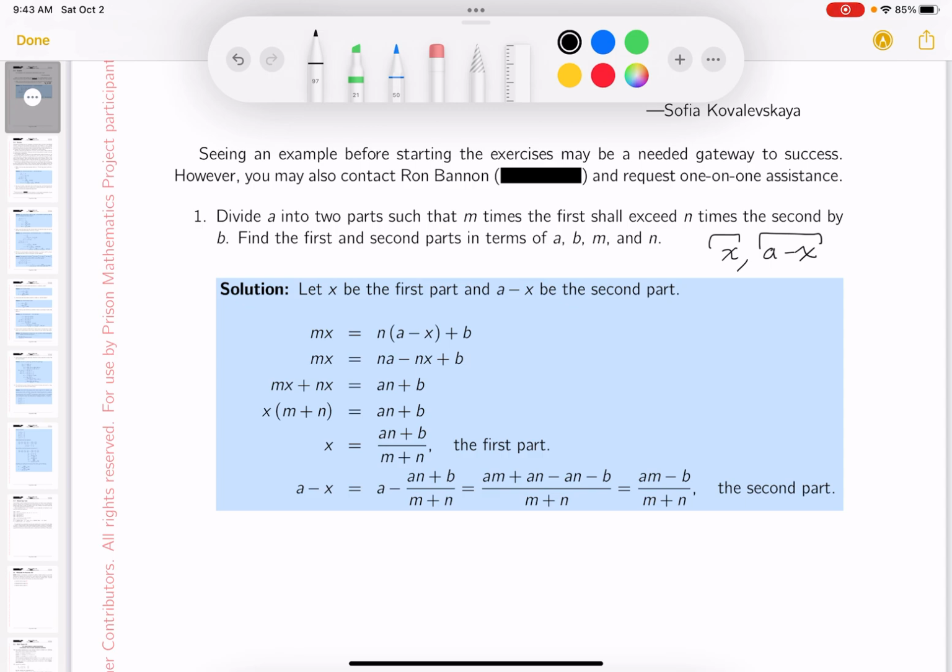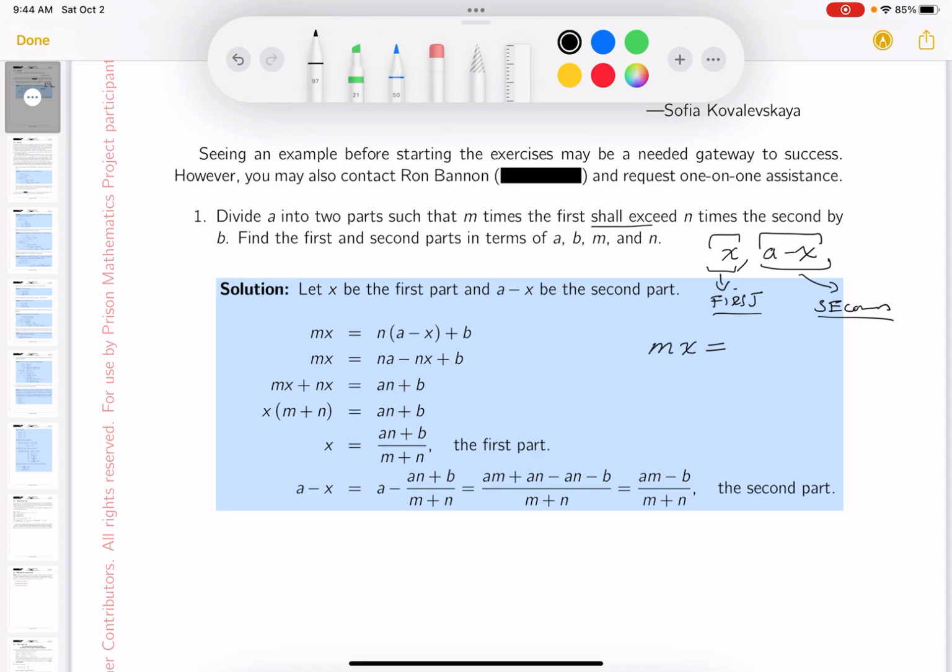Now here's what they say. They say such that M times the first. Well, I'm going to call this the first now. Now, I've got to be honest with you, if someone calls this the first, this is probably, without me reading further, going to be called the second. Not necessarily, but I'm going to say probably. If you say someone's the first, someone's going to say the second. So let's keep reading it. Divide A into two parts such that M times the first, but let me write that down, M times the first shall exceed.